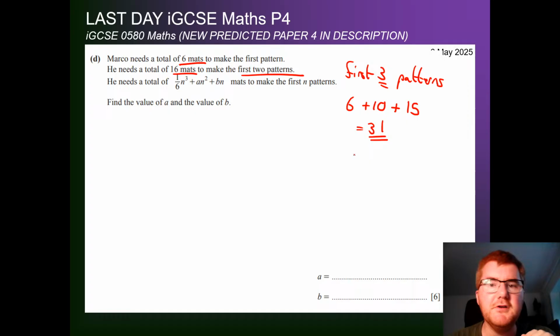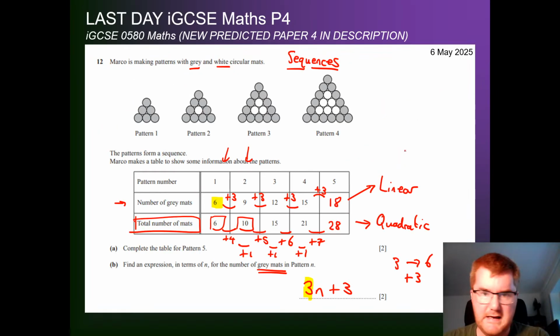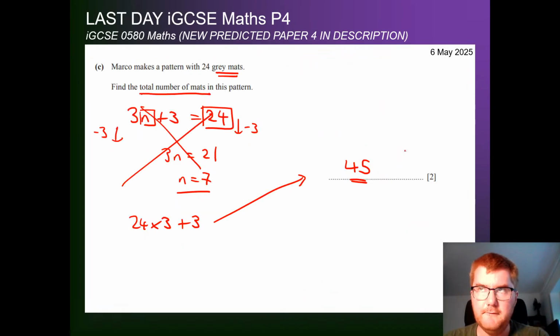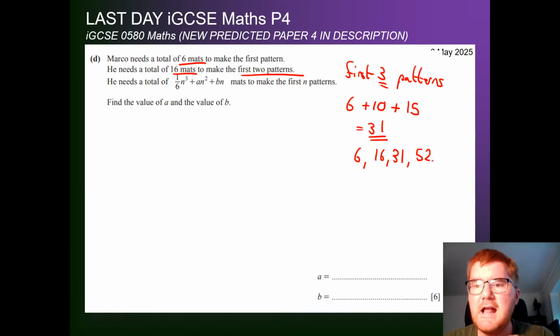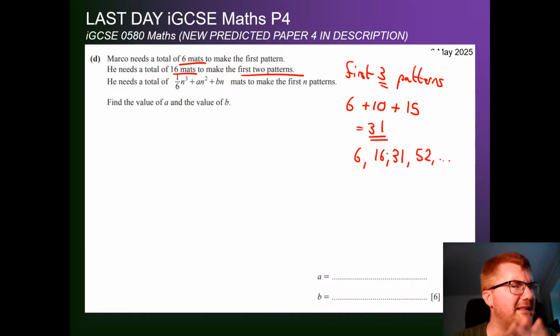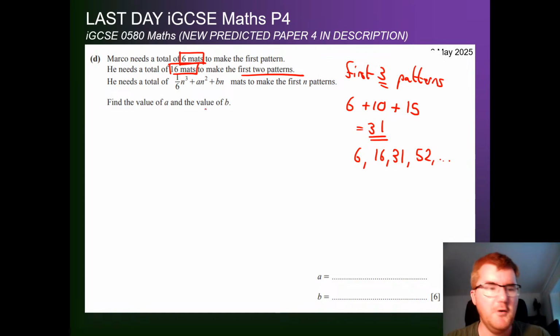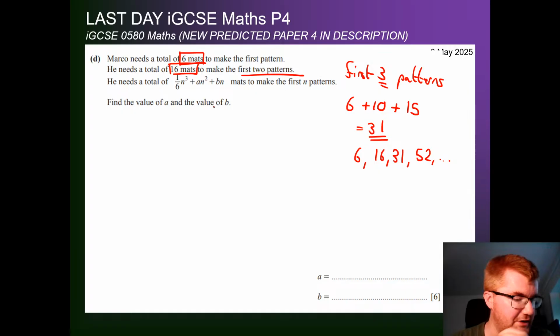Now, one approach you could take is to just write out the sequence 6, 16, 31, and then do the next one, which would be 21, wasn't it? Yep, so 52. And then work out this cubic sequence. But that takes a long time to do. So there is a quicker way of approaching this question using the 2 bits of information that we have in the question. So what we're going to do here is set this up as essentially a simultaneous equation.